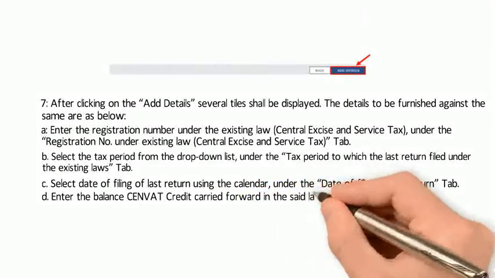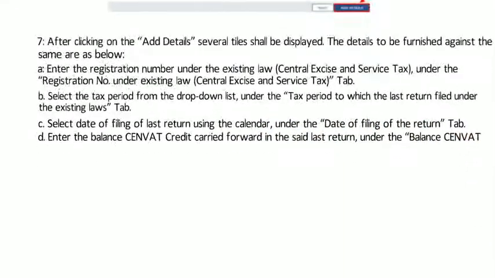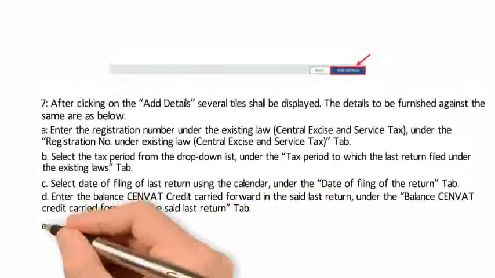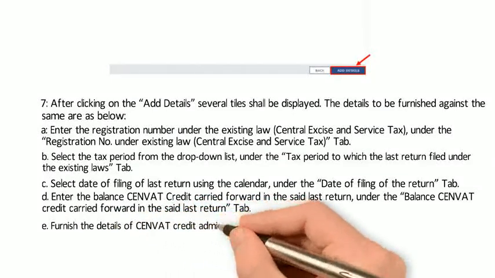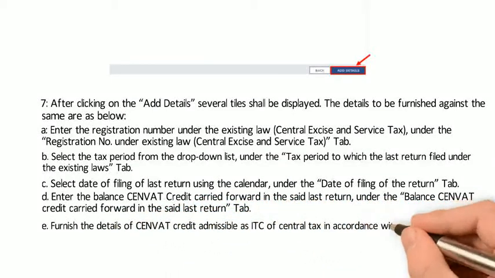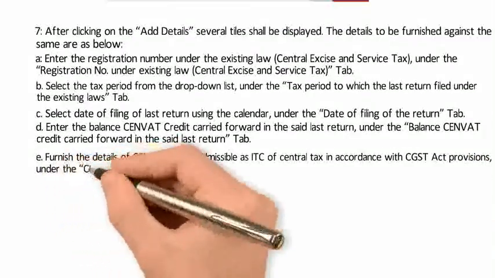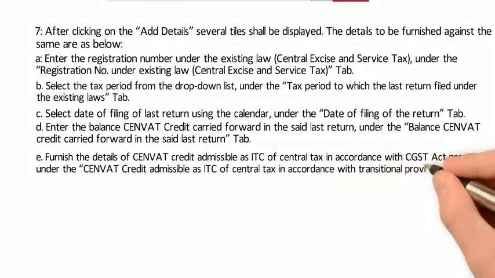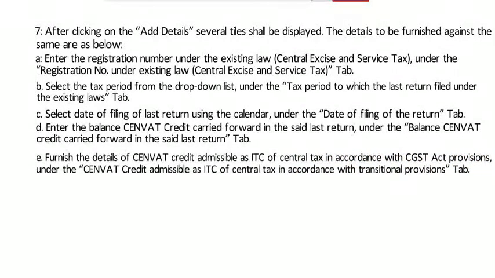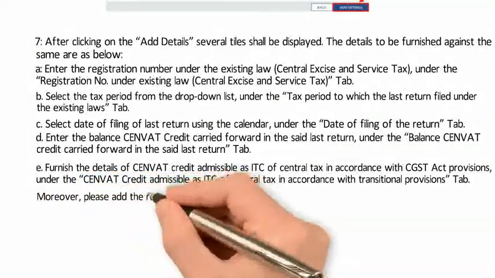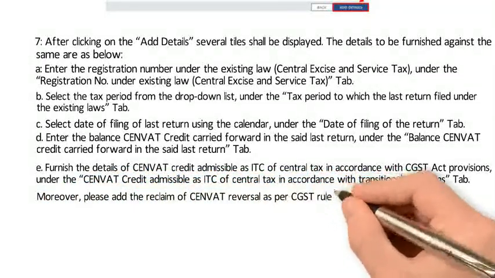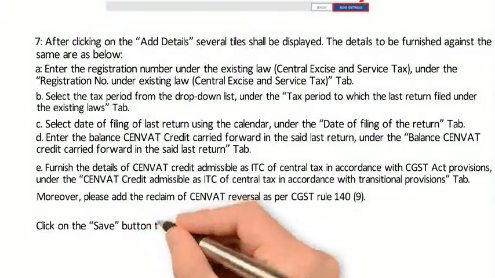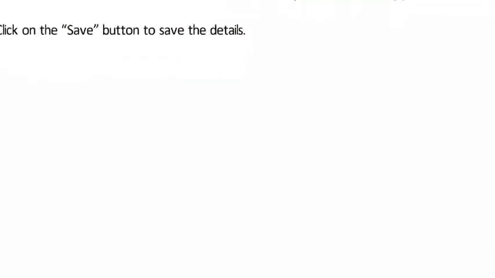D. Enter the balance CENVAT credit carried forward in the said last return, under the balance CENVAT credit carried forward in the said last return tab. E. Furnish the details of CENVAT credit admissible as ITC of Central Tax in accordance with CGST Act provisions, under the CENVAT credit admissible as ITC of Central Tax in accordance with Transitional Provisions tab. Moreover, please add the reclaim of CENVAT reversal as per CGST Rule 149. Click on the Save button to save the details.